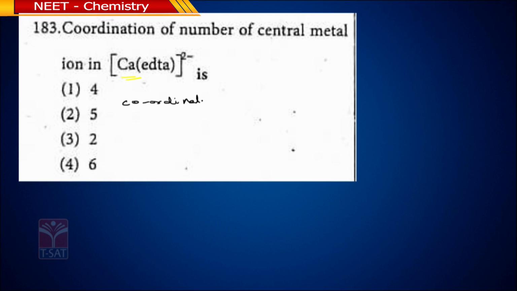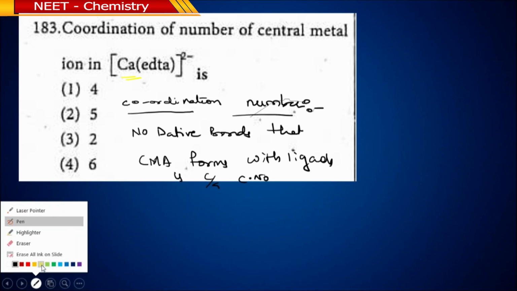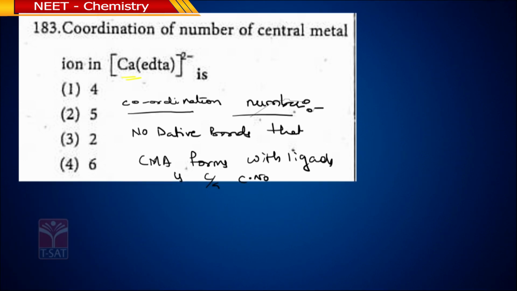Coordination number: the number of dative bonds that the central metal atom forms with ligands is called the coordination number. Here, how many dative bonds can calcium form?